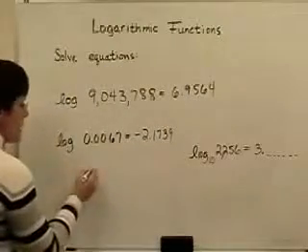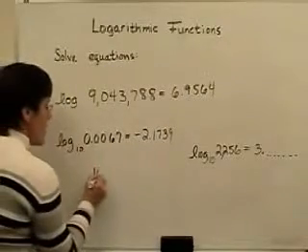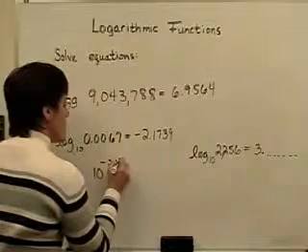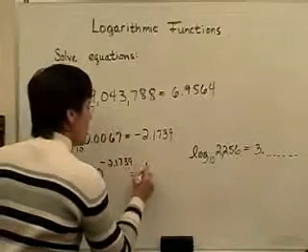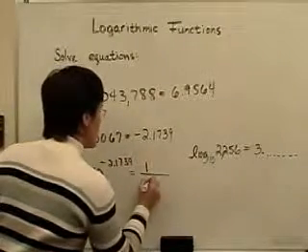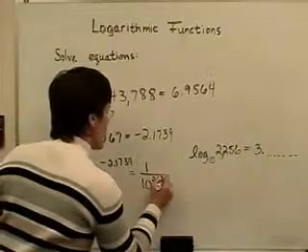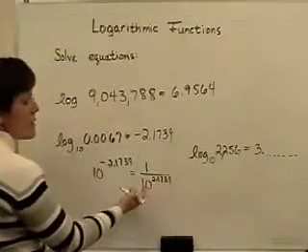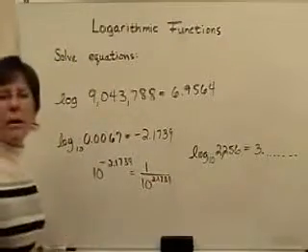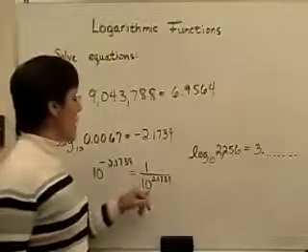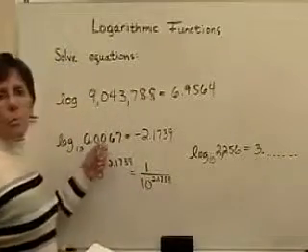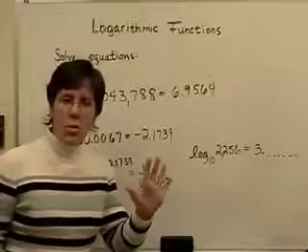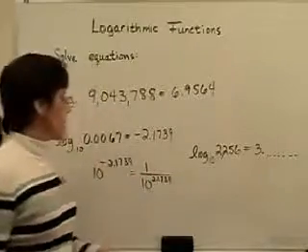Again, check this out. 10 to the negative 2.1739 is the same thing as 1 over 10 to the 2.1739. So I'm essentially taking 10 in the denominator and just about squaring it. And 1 divided by 100 is something pretty small. So again, I'm just doing some estimates here to make sure that these numbers make sense to you.